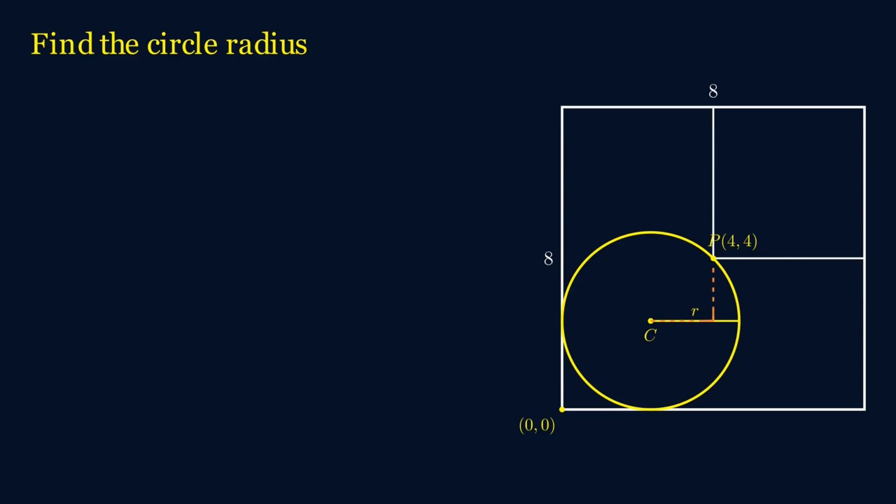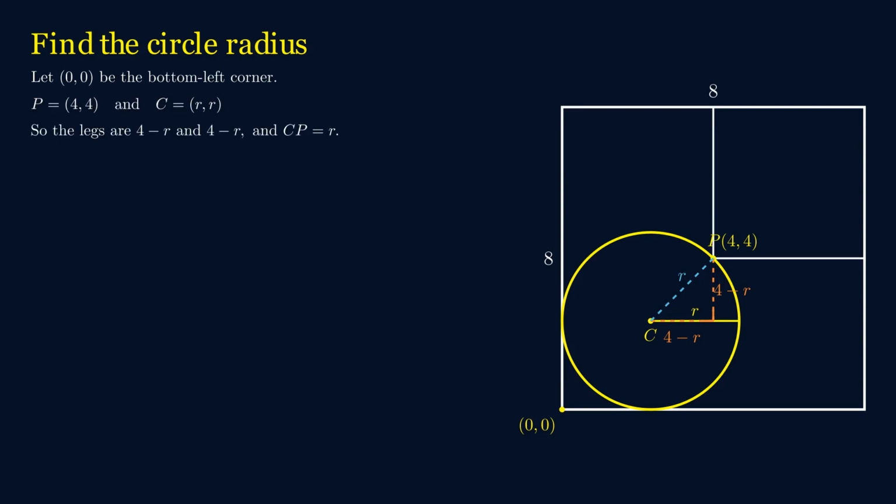Now here's the important move. If we draw dashed lines from the center of the circle to point P and drop a perpendicular to the vertical line x = 4, we suddenly get a right triangle. And this is where everything clicks. The horizontal leg is 4 minus r. The vertical leg is also 4 minus r. And the hypotenuse from the center to point P is exactly r. So we've got ourselves a nice clean right triangle.